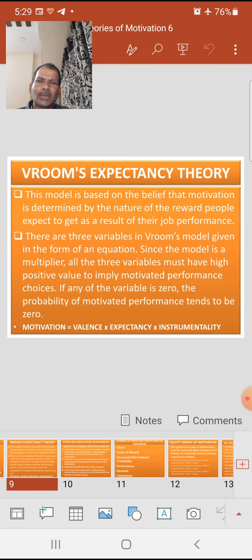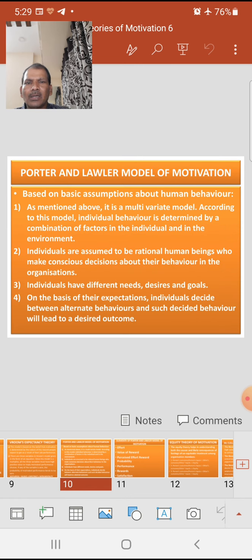To conclude, we can say that from the theoretical point of view, this model is a step in the right direction, but from the practical point of view, it does not help the manager in solving complex motivational problems. Now we will discuss another theory, that is the Porter and Lawler model of motivation.